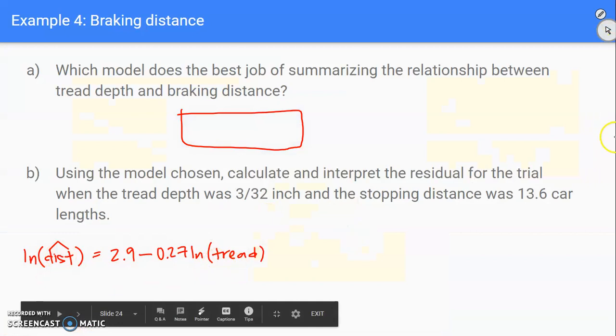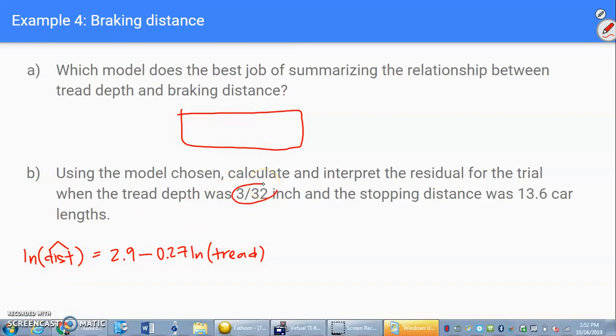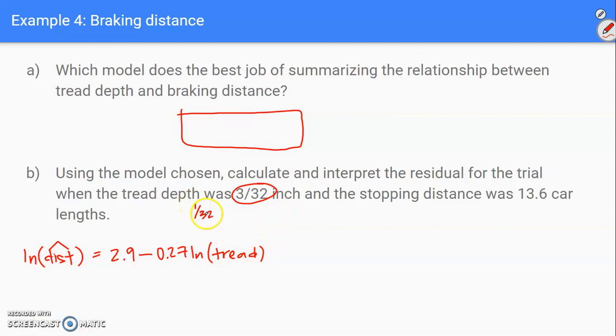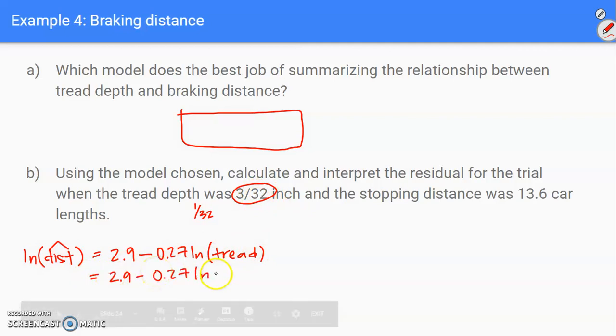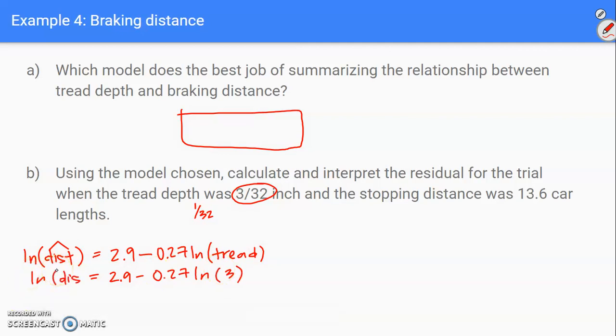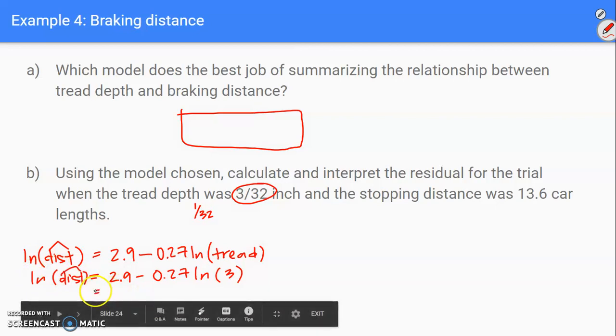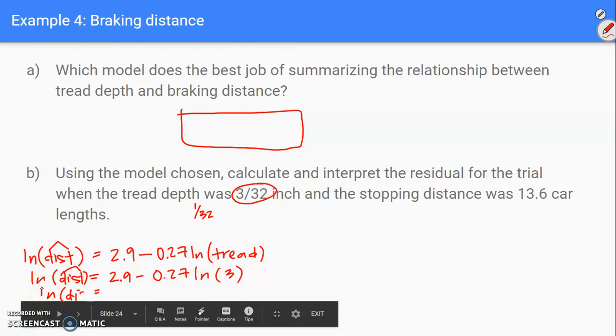So now I'm going to use that and plug in. First I'm going to find a predicted distance. Using that tread depth of 3/32 of an inch, remember our tread depth they told us was in units of 1/32 of an inch. So in this case, I'm just going to plug in a 3. So 2.9 minus 0.27 times the natural log of 3 would give us our natural log of distance. That's what I'm solving for. Everything on the right side I can put in my calculator, which I will. So that would give me ln of distance equals about 2.603.